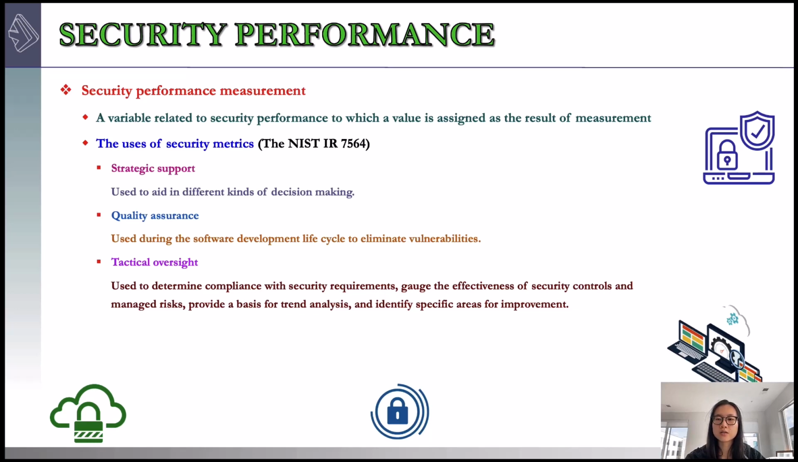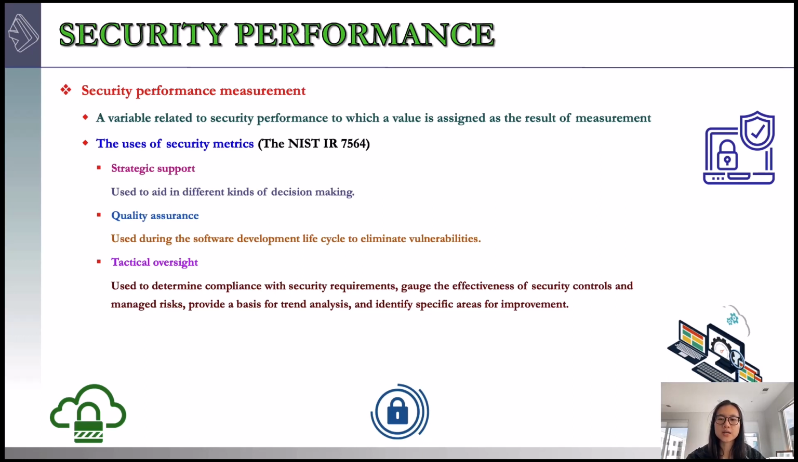Another area is quality assurance. Security metrics can be used during the software development lifecycle to eliminate vulnerabilities. Specifically, during code production, the metrics perform several functions such as measuring adherence to secure coding standards, identifying vulnerabilities that are likely to exist, and tracking and analyzing security flaws that are eventually discovered.